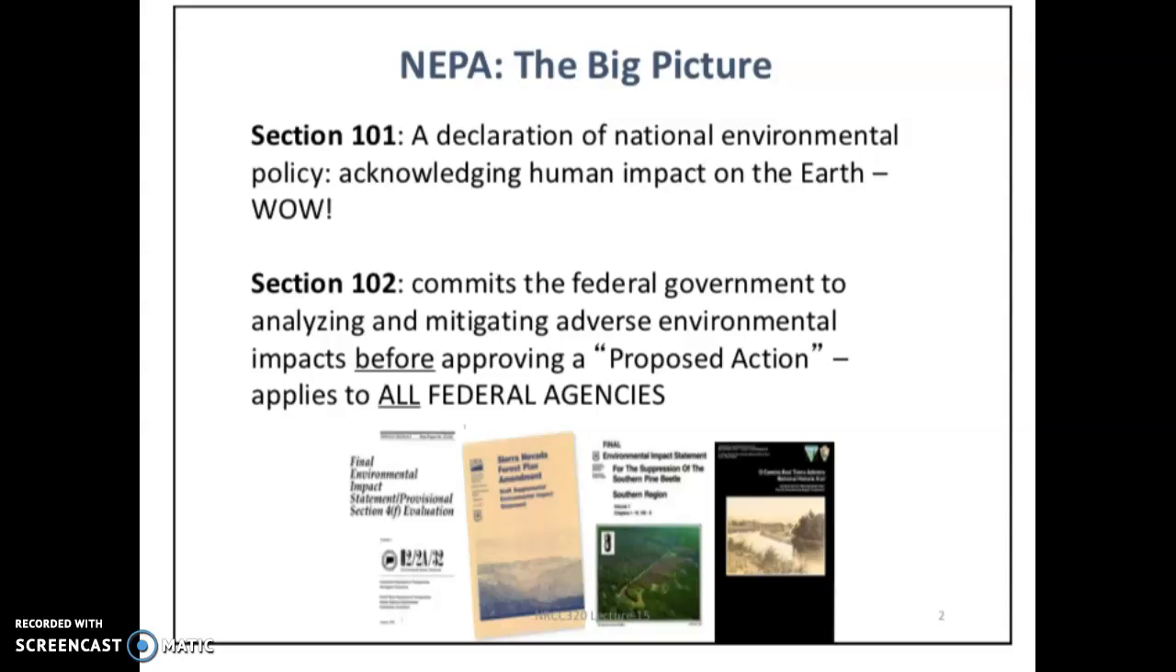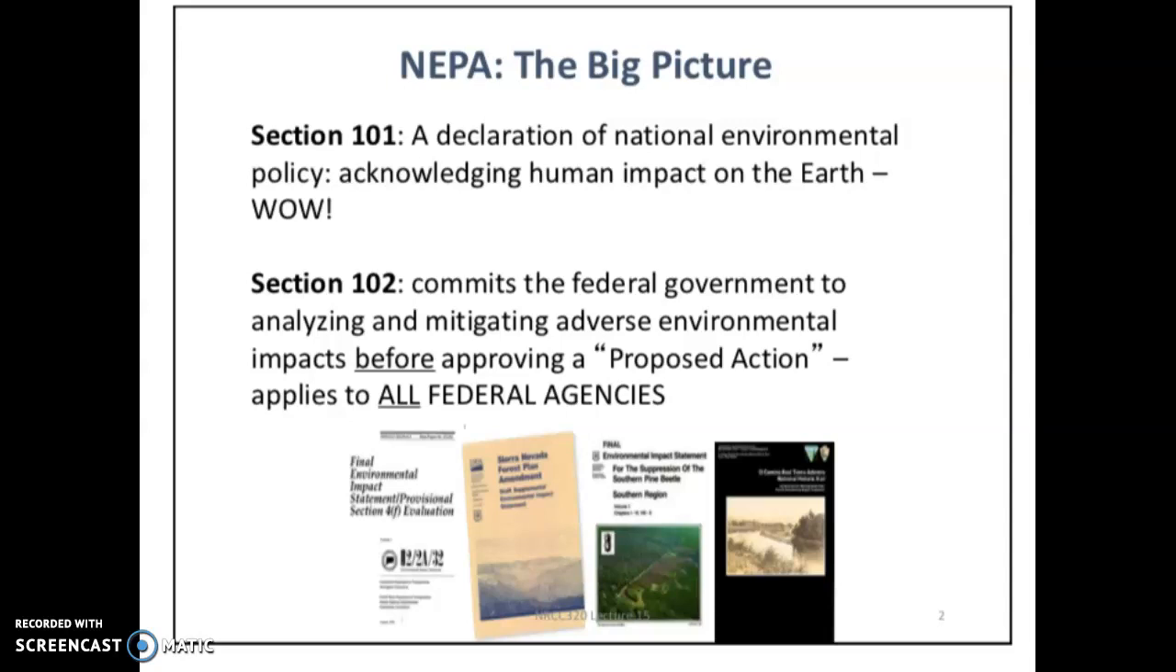So Section 101 of the regulation is a declaration, and really just a signal of awareness of the public that we talked about in our early slides of this movement. Really, a profound signal by society that there was acknowledgement of human impact on Earth, which can't really be understated.